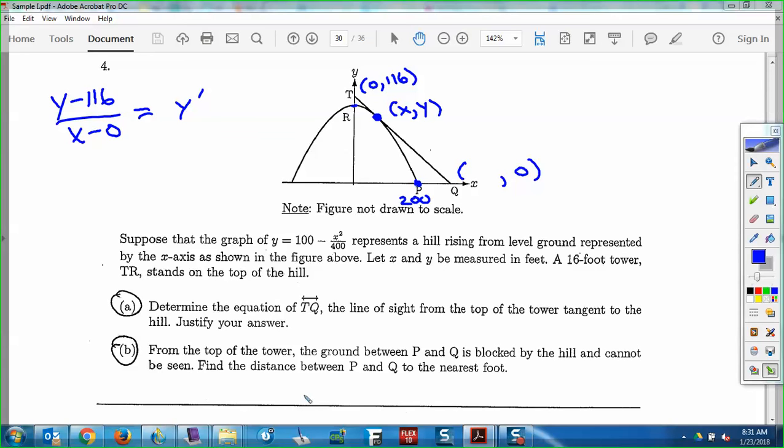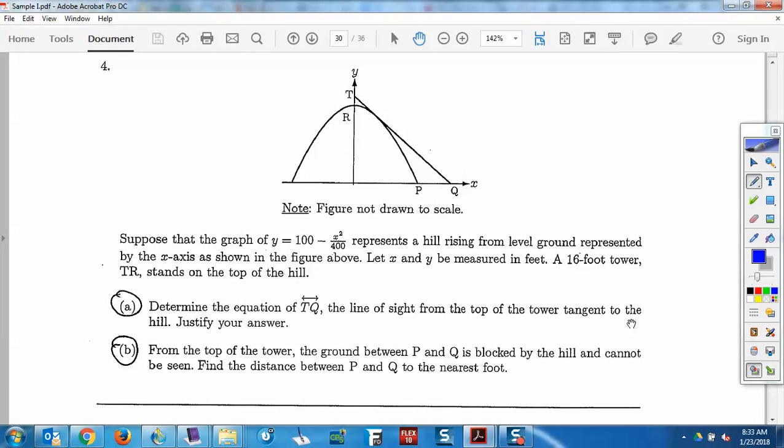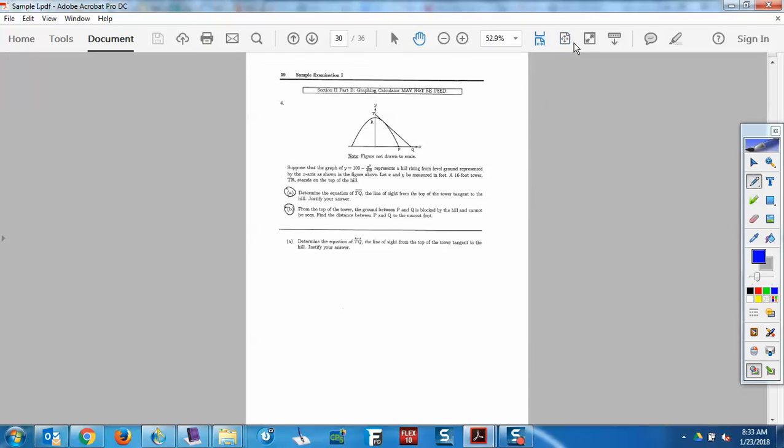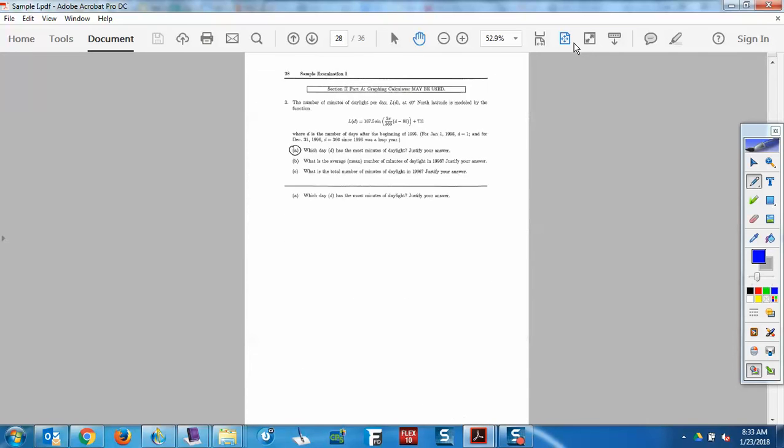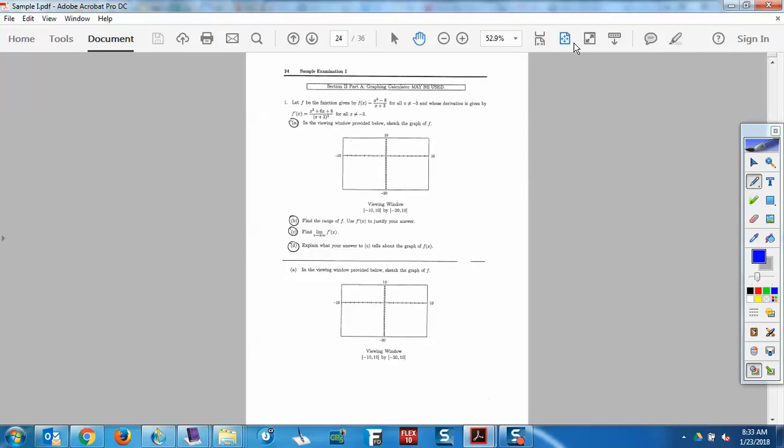But again, it's that same situation, so every time you see that, you know what to do. All right? Anything else? Could you do 1B?